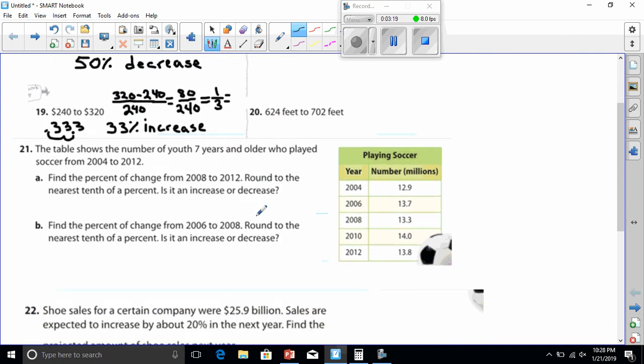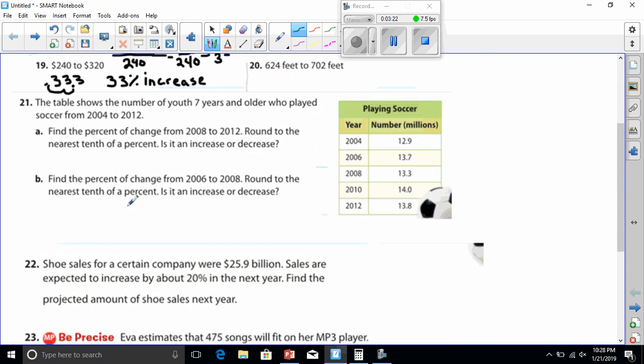Next we got number 21. The table shows the number of youth 7 years old or older who played soccer from 2004 to 2012. Find the percent of change from 2008, that'd be here, to 2012, that'd be here. Round to the nearest tenth of a percent. Is it an increase or decrease? Well, let's work this over here.